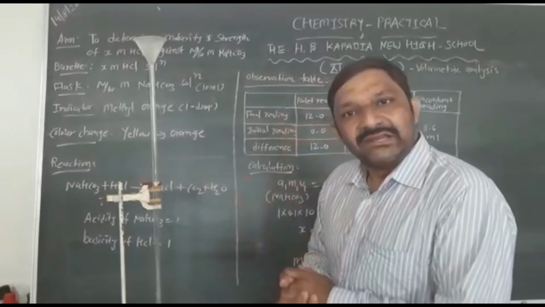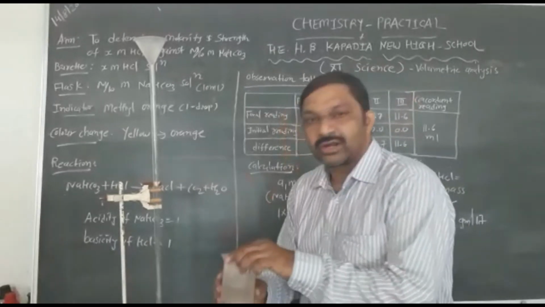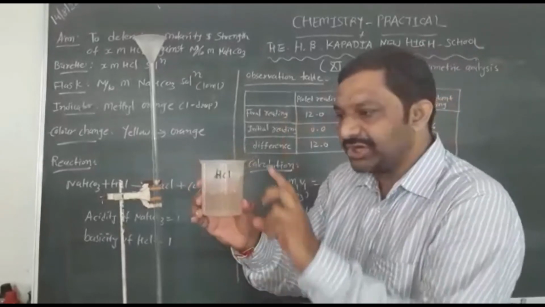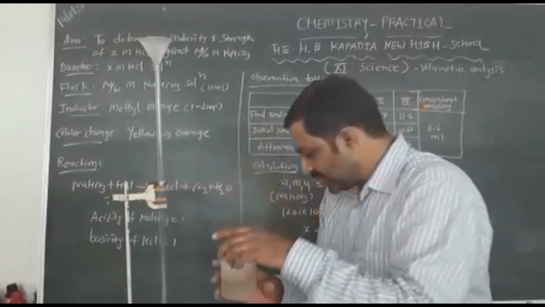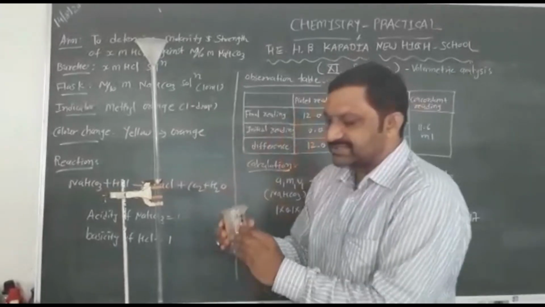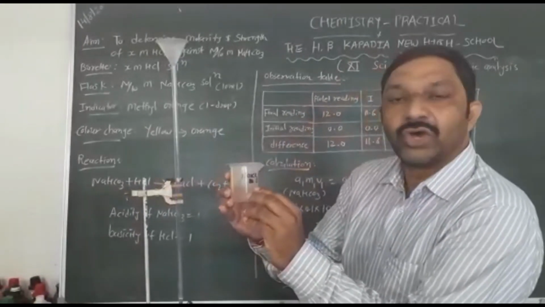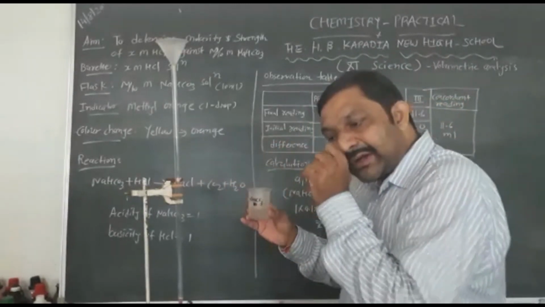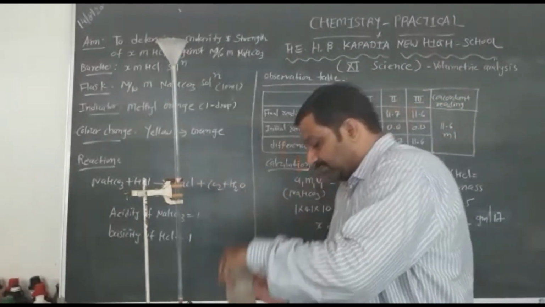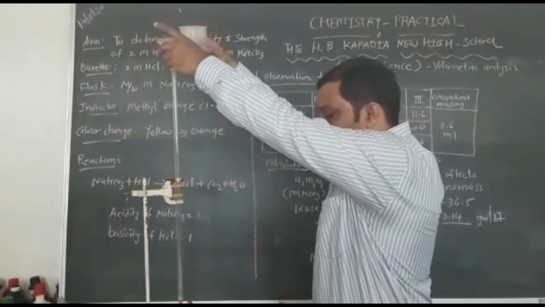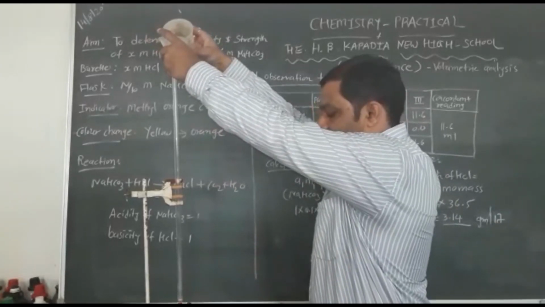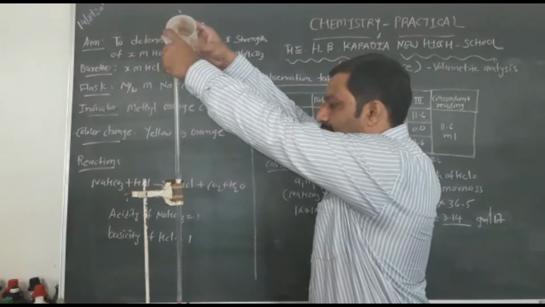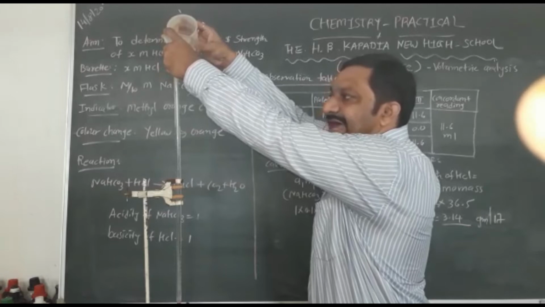Now friends, listen. Here is your acid solution, HCl solution, in a 250 ml beaker. Again, here is NaHCO3 solution in your 100 ml beaker. Now I am filling my burette with acid solution.